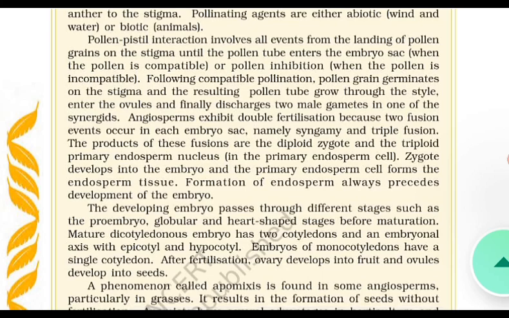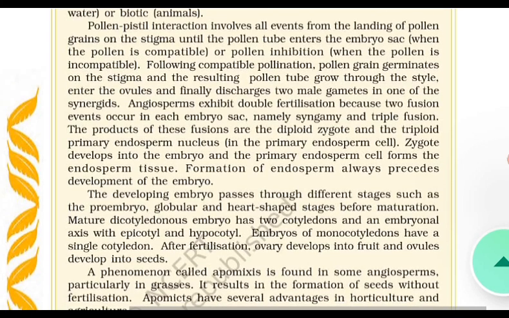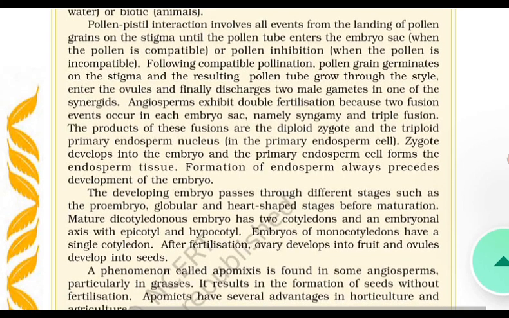Pollination is the mechanism to transfer pollen grains from the anther to the stigma. Pollinating agents are either biotic or abiotic. Abiotic examples are wind and water, and biotic are animals. Pollen-pistil interaction involves all events from the landing of the pollen grain on the stigma until the pollen tube enters the embryo sac.